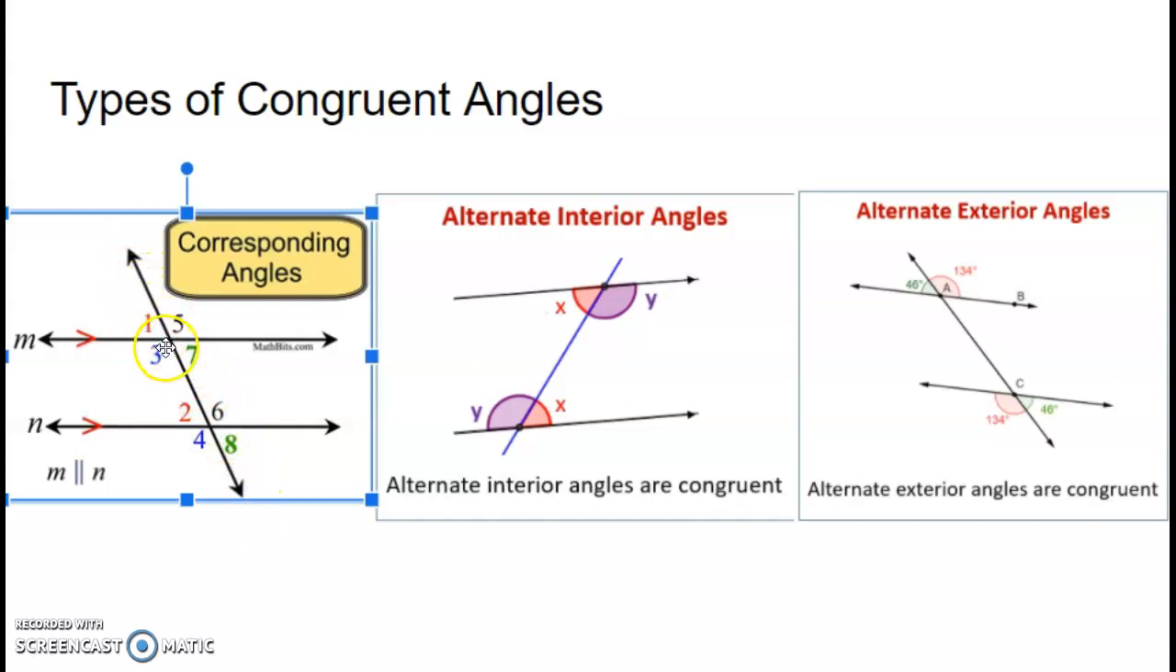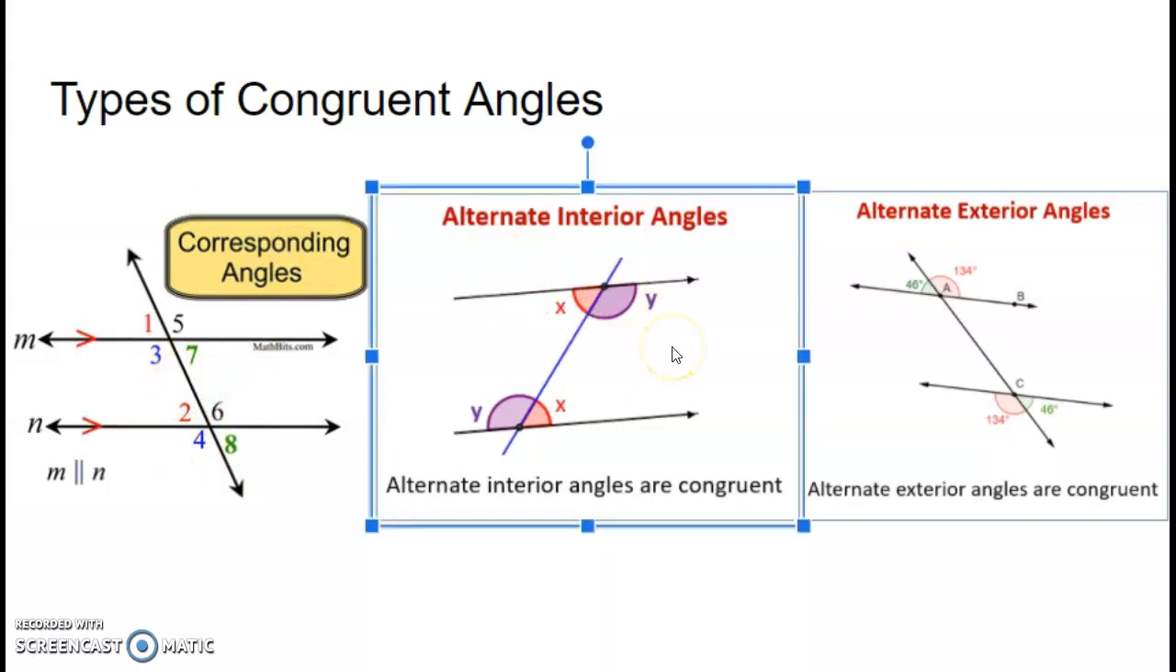How rude, right? So here's corresponding angles. Here's a pair right here, 1 and 2. They are both in the same position in this pair of angles that we have, right? They're in the same spot. Those are corresponding angles. Likewise, we have 5 and 6. That's a pair of corresponding angles. We have 7 and 8. That's another pair of corresponding angles. And we have 3 and 4. Those are the corresponding angles. Each of those pairs are congruent.